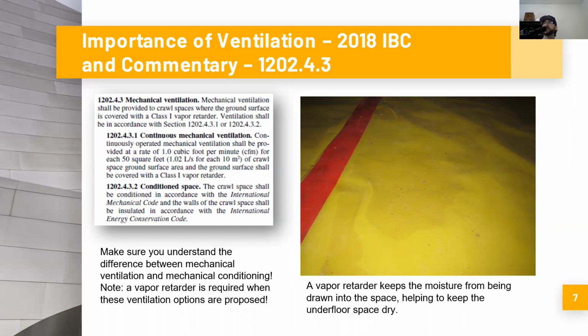Now, again, in the 2018 code, this is a little bit different than how it read under previous code editions. If you review the ventilation section from the 2015 code and earlier, you'll see that the requirement for the vapor retarder was actually specifically noted in the exceptions.